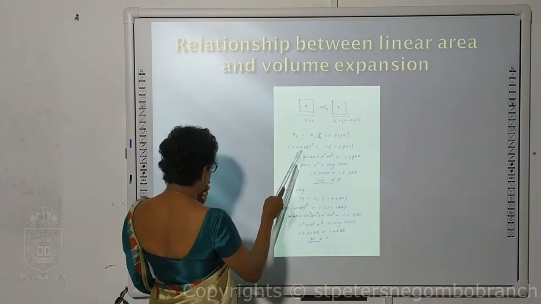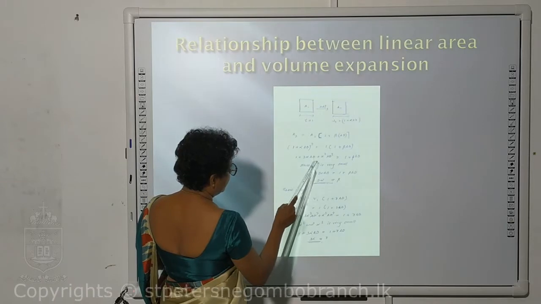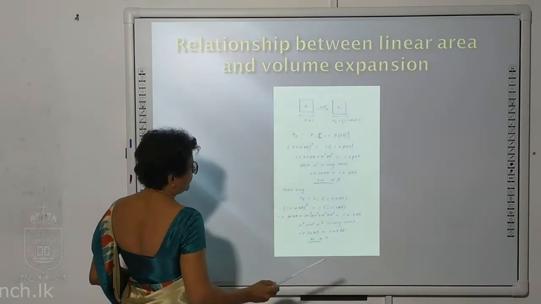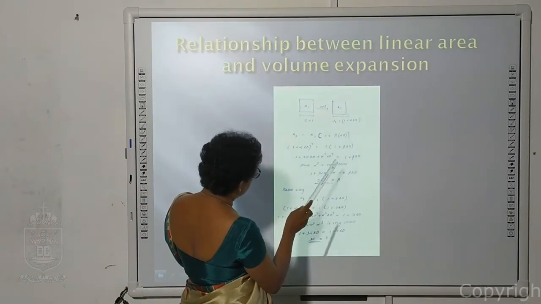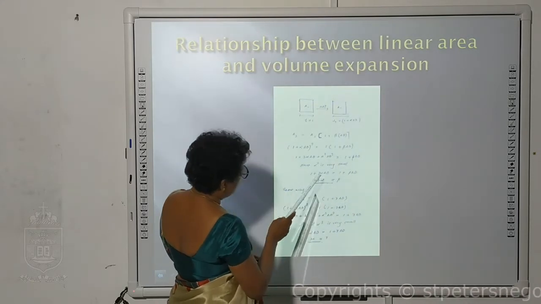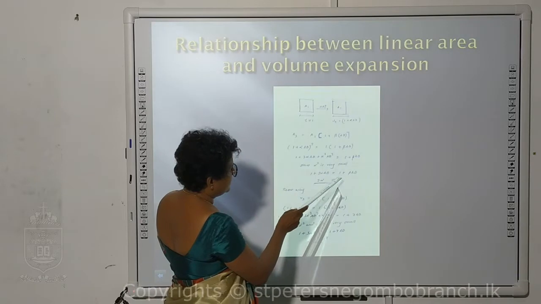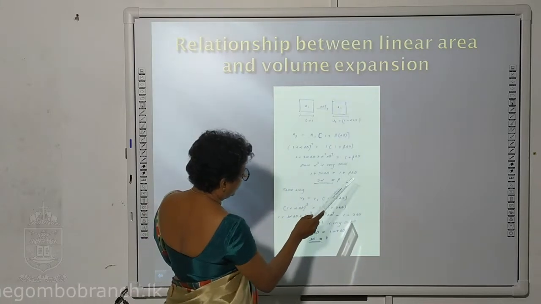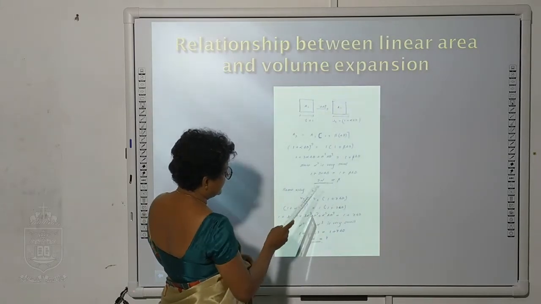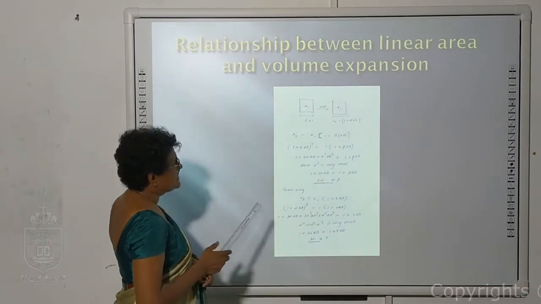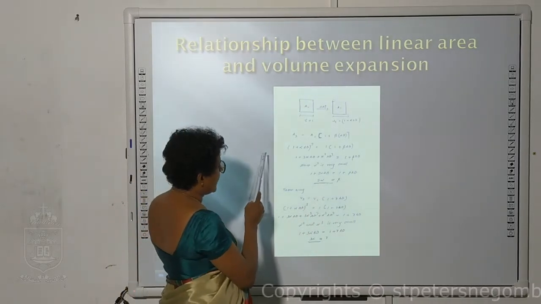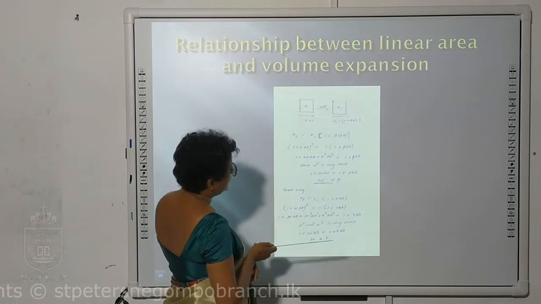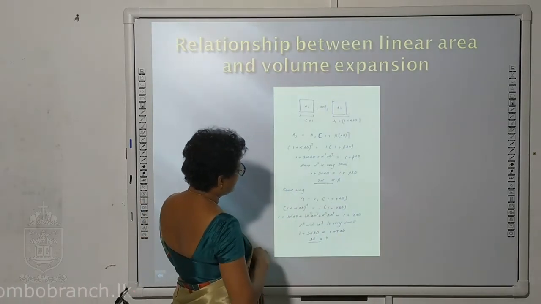Expanding this binomially, 1 plus 2 alpha delta theta plus alpha squared delta theta squared equals 1 plus beta delta theta. Right? Since alpha squared is very small, we can neglect that term. Then 1 plus 2 alpha delta theta equals 1 plus beta delta theta. Then 1 and 1 cancel, alpha delta theta and delta theta cancel, so 2 alpha equals beta. So you can see the relationship between the linear expansivity, alpha, and the area expansivity, beta. So 2 times alpha equals beta.